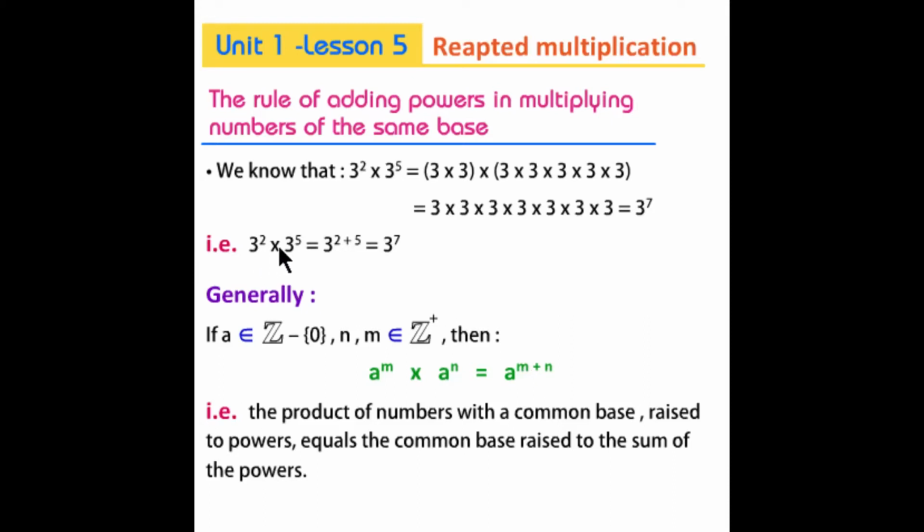3 to the power 2 times 3 to the power 5, the same base, right? We keep the base 3 and add the first power to the second power, 2 plus 5 equals 7. That's to say, the product of numbers with a common base raised to powers equals the common base raised to the sum of the powers.